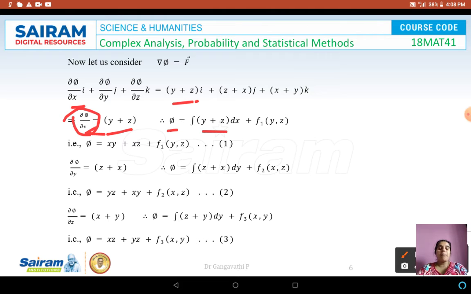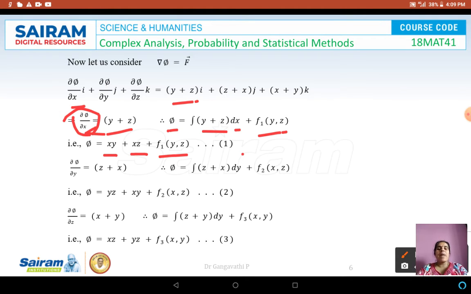And since it is a partial differentiation, when we differentiate partially with respect to x, y and z act as constants. Therefore, the constant of integration here is a function of the variables y and z. Let us integrate this now. Integration of y with respect to x is xy, and z is constant. Integration of dx gives xz, and the constant of integration is f1 of y comma z. Call this equation 1 and keep it aside.